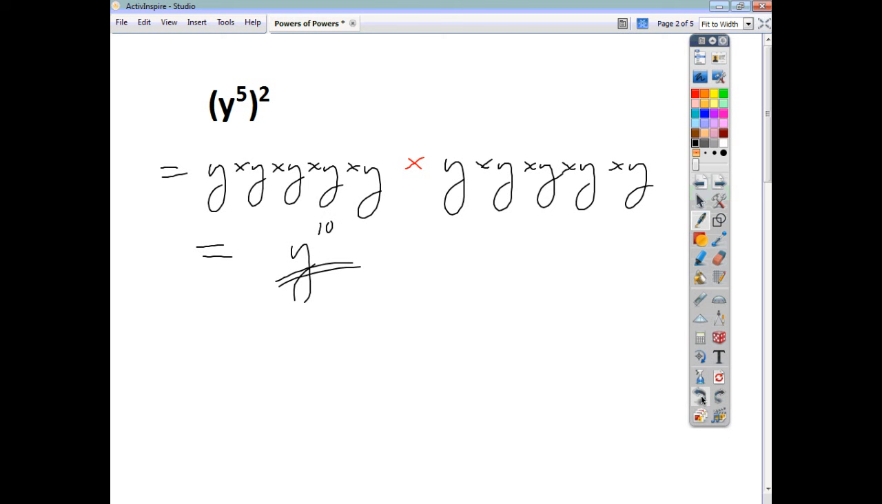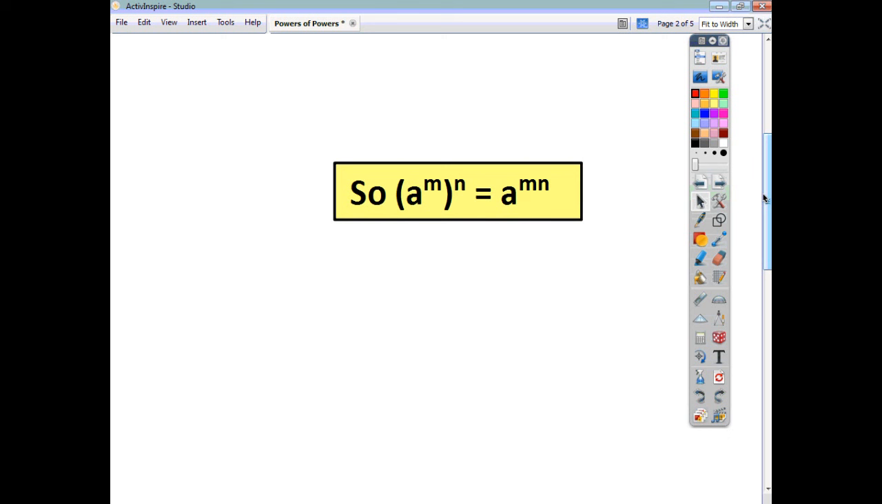So we say that our rule is that a to the power of m all to the power of n is just a to the power of mn. Now, let's have a look at some examples and work through these.